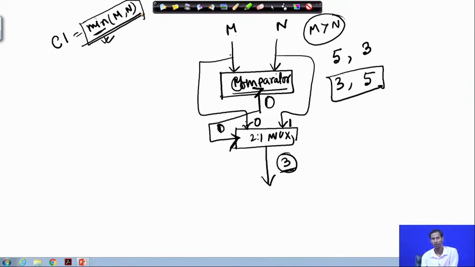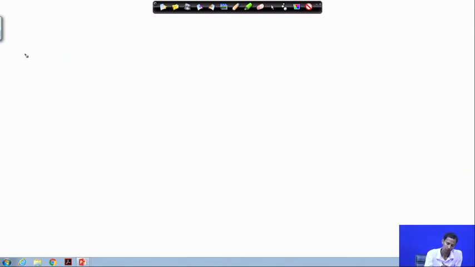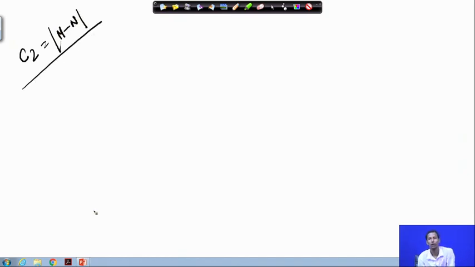Okay, understood? So, that means this is the C1 function I have implemented. Now, what is the C2? That is min mod of m minus n. Mod of m minus n, I have to find out the circuit for that.